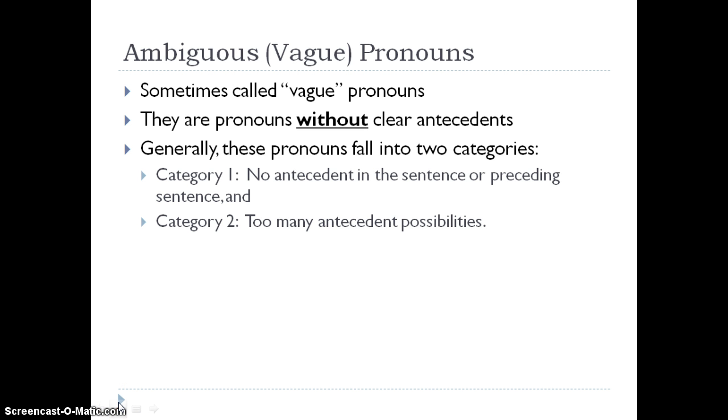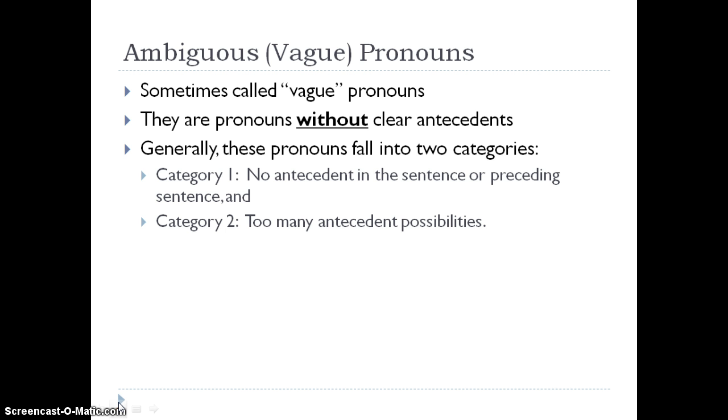Ambiguous pronouns are sometimes called vague pronouns, although they are more frequently referred to as ambiguous pronouns and are generally tested on benchmarks as ambiguous pronouns. They are pronouns without clear antecedents, and they fall into one of two categories.